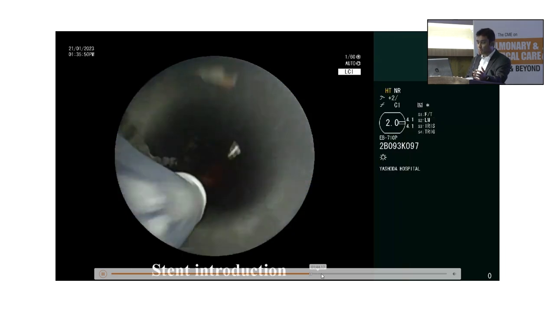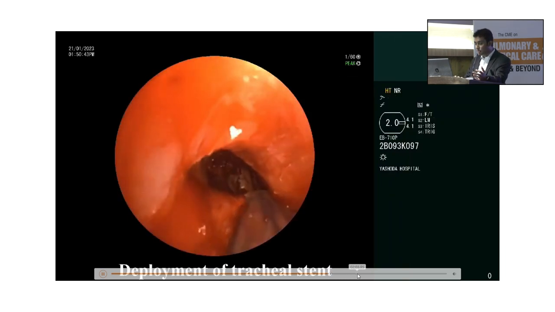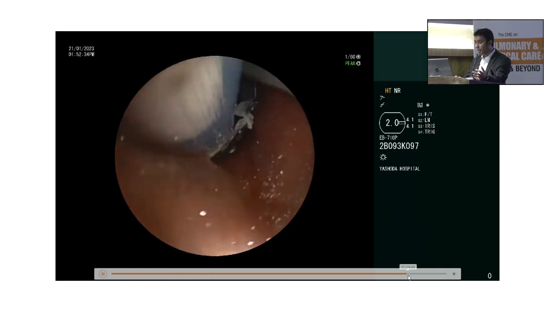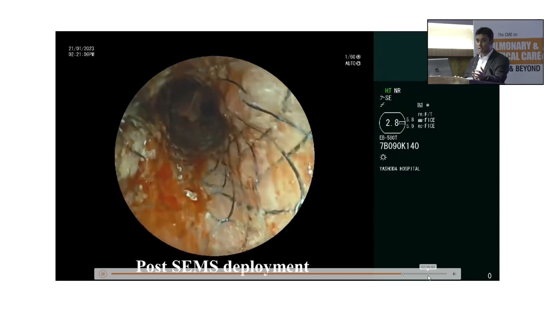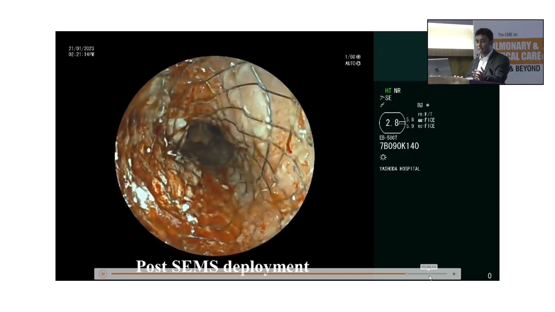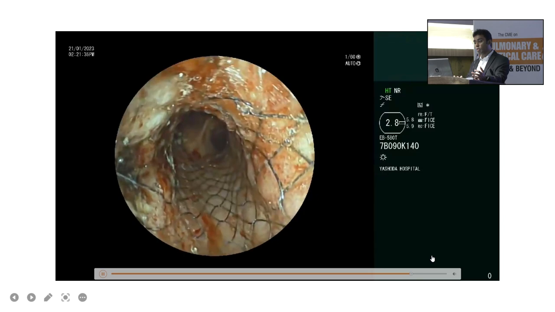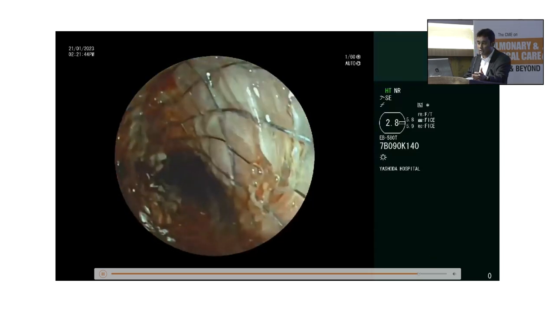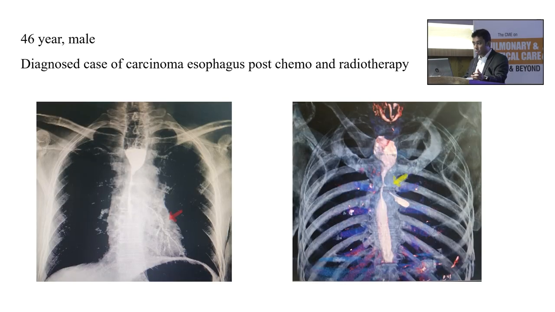So we put these metallic airway stents in place, and now you can see that once the stent is completely deployed into the airway, the tracheoesophageal fistula is completely closed, and the airway patency is also restored. So now the patient will be sent for further radiation so that he can have a good quality of life as long as he survives. Similarly, for any case of malignant esophageal fistula, the treatment of choice is silicone or metallic stents.